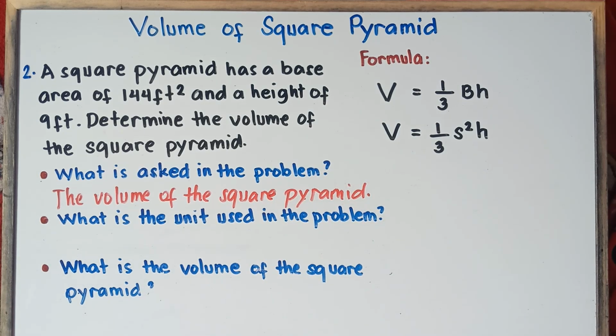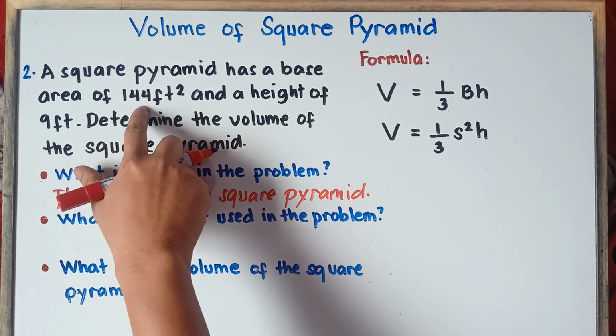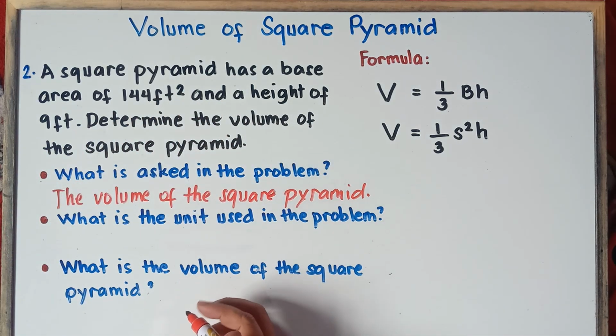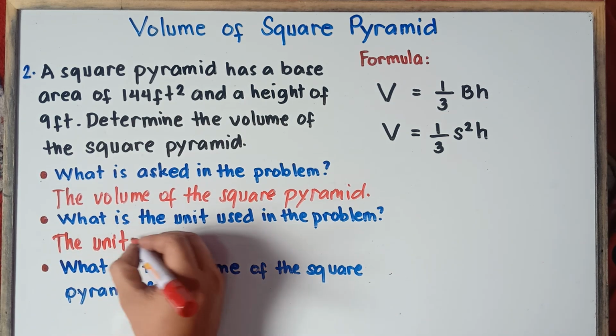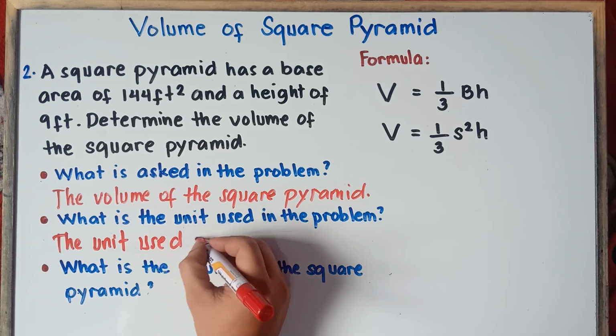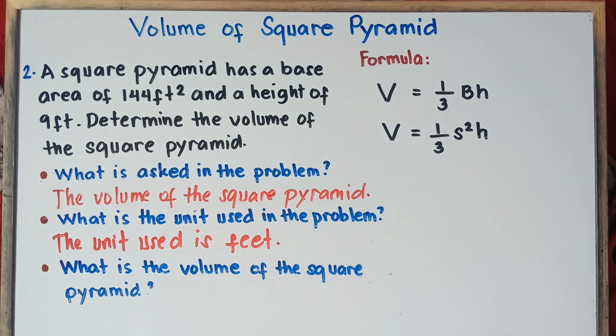Alright, and then second question, what is the unit used in the problem? So we are using feet. Okay, so 9 feet and then 144 square feet. So that would be the unit used. The unit used is feet. Alright, and then the last question, what is the volume of the square pyramid?